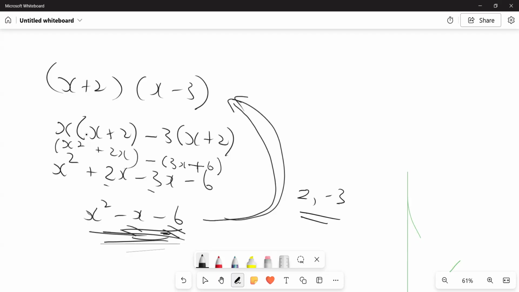And after we have done this, we apply the distributive law one more time. x plus 2 is common, so we pull it to the front, and in the back bracket you put x minus 3. So you see why understanding the expansion process helps you to understand how to factorize. You think you're getting why that is important?